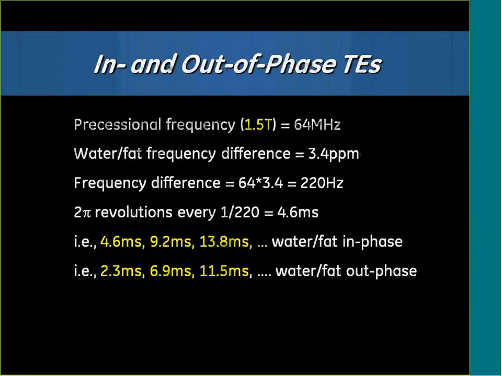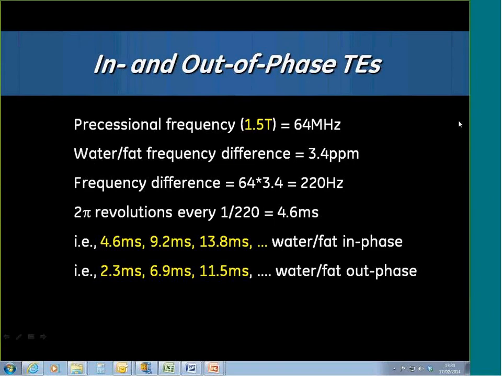So to work out these in and out of phase TEs, the precessional frequency at 1.5T is about 64 megahertz. We have this water-fat frequency difference of 3.4 parts per million. So again, if we just multiply those, getting rid of the megas and the parts per million on one side, we come up with 220 hertz. And then we know that fat and water will make a one circle revolution every 1 over 220 hertz. So that's 4.6 milliseconds. So at every multiple of these 2 pi revolutions, so that's 4.6, 9.2, 13.8, we can see water and fat in phase, whereas at the intermediate values, the half values, 2.3 milliseconds, 6.9 milliseconds, and 11.5 milliseconds, we will actually get water and fat out of phase.